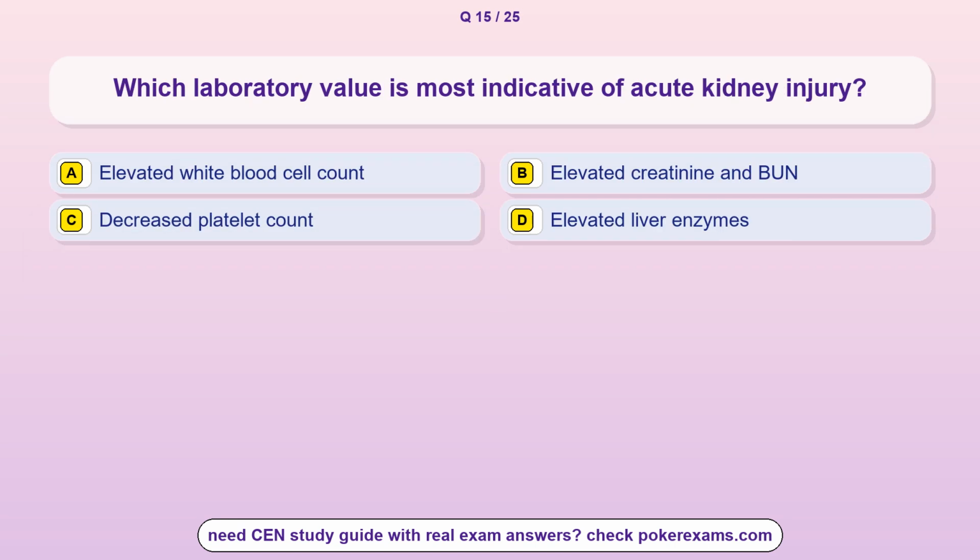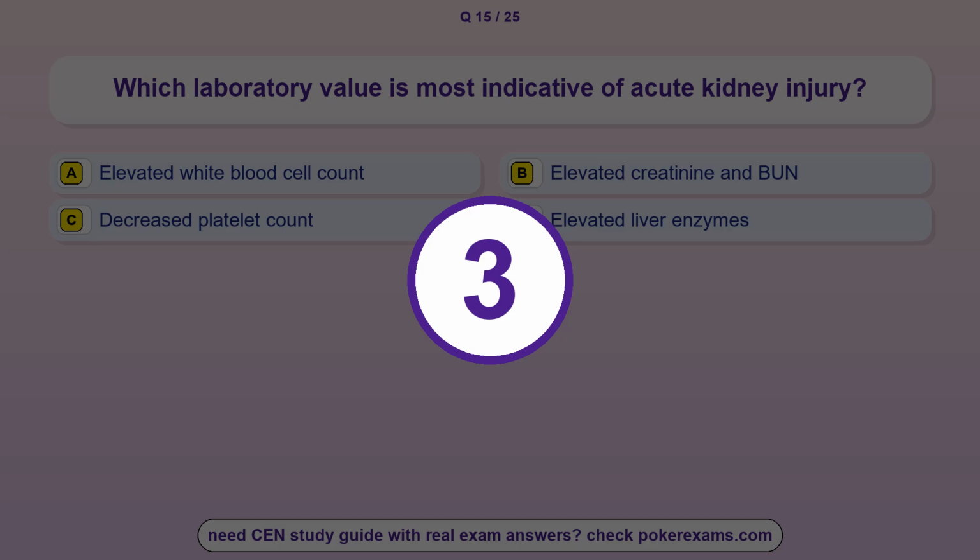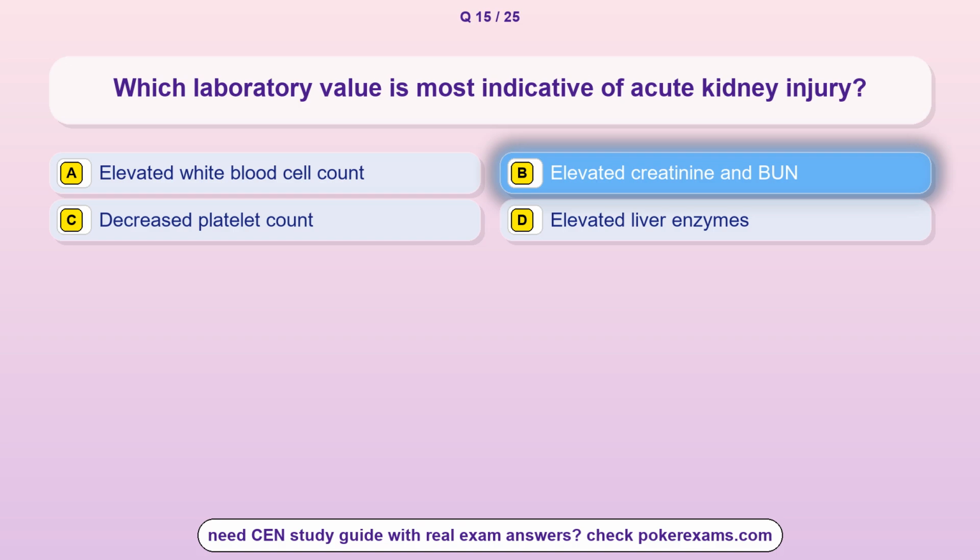Question 15. Which laboratory value is most indicative of acute kidney injury? Option A, elevated white blood cell count. Option B, elevated creatinine and BUN. Option C, decreased platelet count. Option D, elevated liver enzymes. The correct answer is option B, elevated creatinine and BUN.